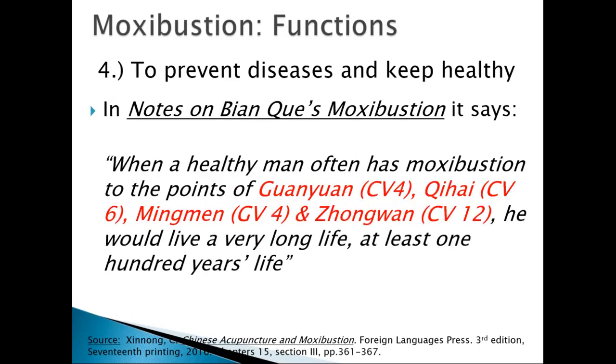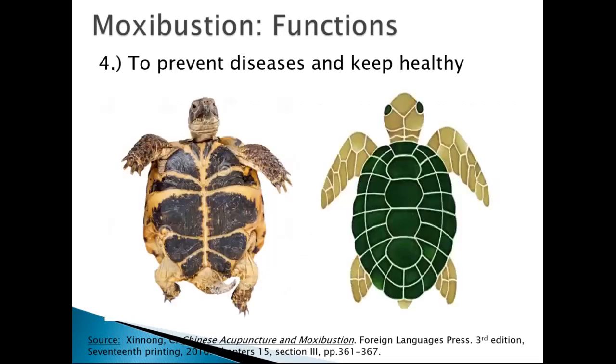Other points that you can use states there in the notes on Bienche's moxibustion. It says that when a healthy man often has moxibustion to the points of CV4, CV6, GV4, and CV12, he would live a very long life, at least 100 years of life. So if you notice, all these points can be found on the trunk, no? Three of them can be found anteriorly at the belly area on your abdomen and one at the back because this area has always been attributed as the turtle. The turtle, as you know, symbolizes long life.